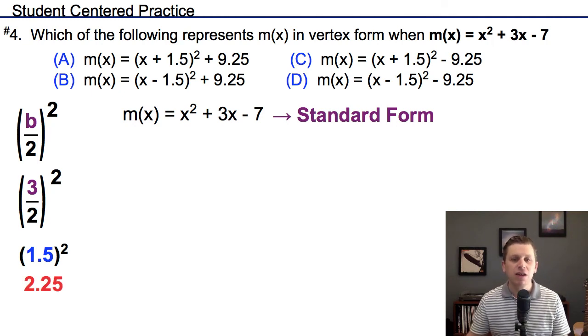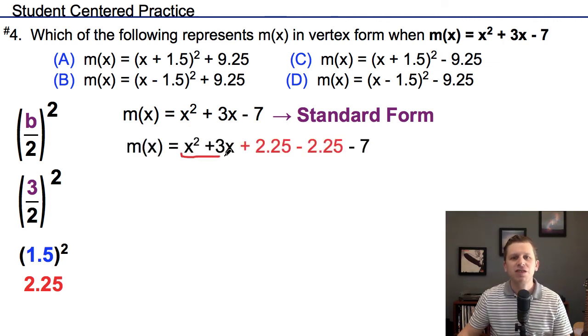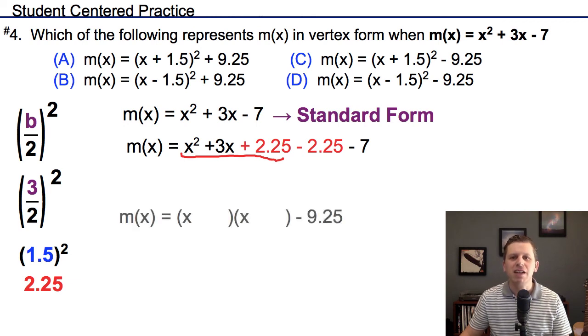Now don't get discouraged because you have decimals here. The process is the same. We now take 2.25 and add and subtract it from our original function m of x. These first 3 terms are our perfect square trinomial, and the last 2 terms are just some constants that will combine. Negative 2.25 and negative 7 become negative 9.25, and we can just factor this perfect square trinomial.